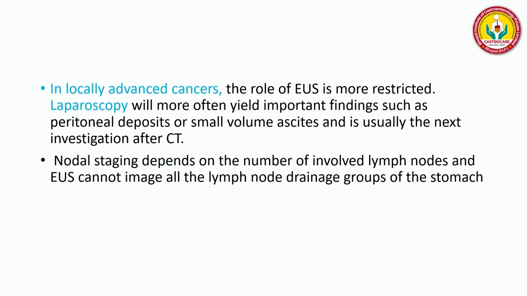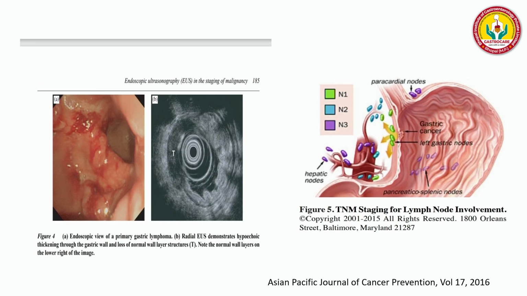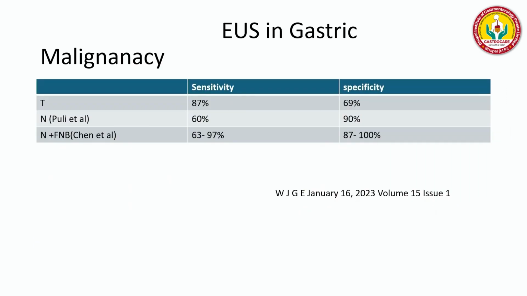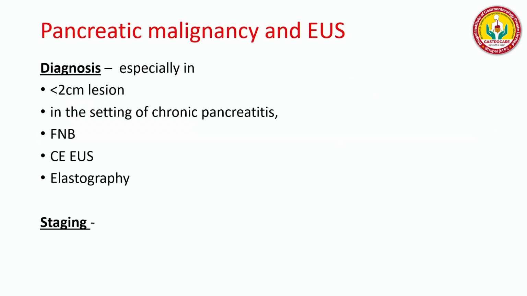Again, in locally advanced malignancies, where there are omental deposits and ascites, EUS may not be good, and we have to use laparoscopy. And again, for nodal staging, EUS may not be good because the number of lymph nodes we are staging in the TNM may not be visible with the EUS, as N1, N2, N3 cover a vast area, as we can see here. Some of the studies show that for the T stage, EUS sensitivity is 87%, for the N stage it is 60%, and with the FNB we can say 63 to 97%.